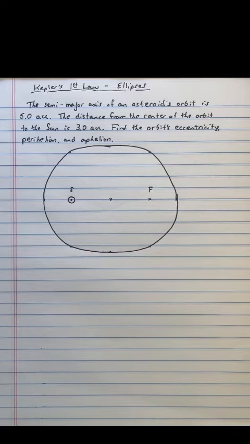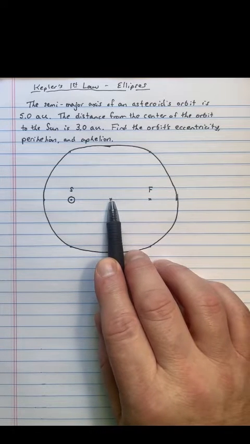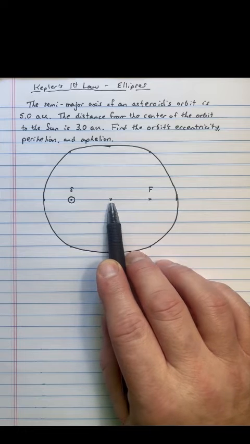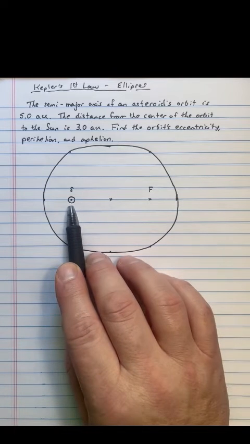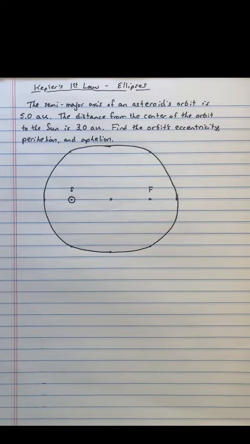Its semi-major axis is a distance of 5 astronomical units, and by looking at the orbit, astronomers note that the distance from the center of the orbit, notice that the center of the orbit is actually empty space, to the position of the sun is 3 astronomical units. So our questions are these: determine the eccentricity of the orbit, the perihelion of the orbit, and the aphelion of the orbit.